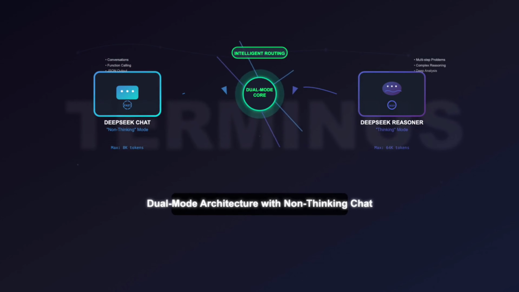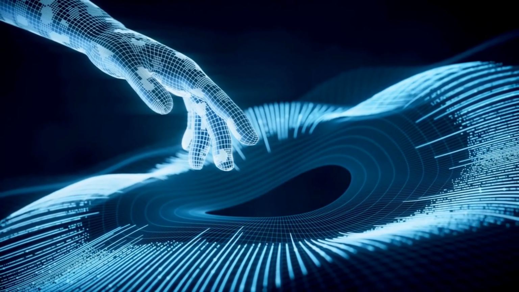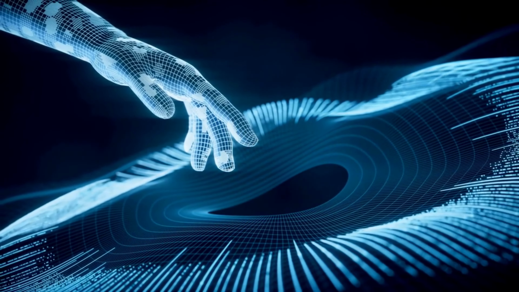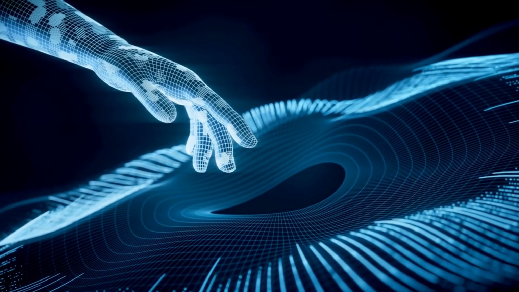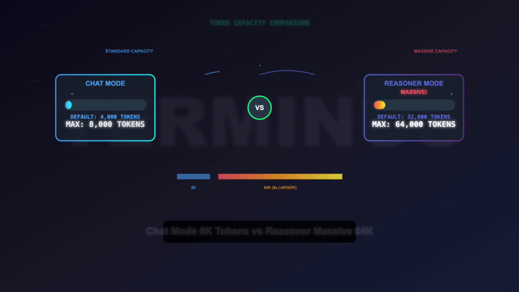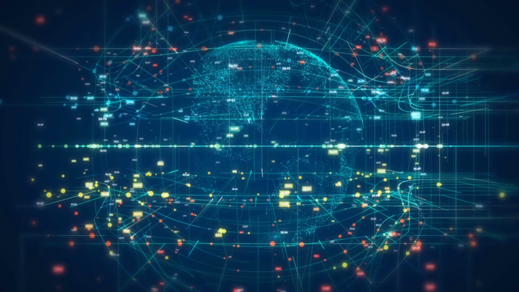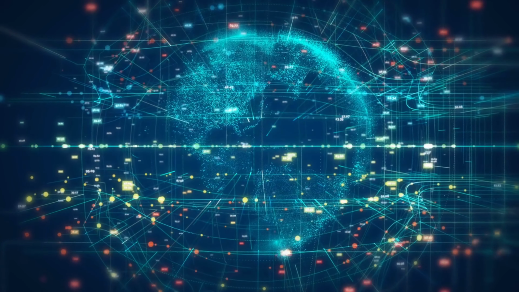You have DeepSeek Chat, which they refer to as the non-thinking mode, ideal for straightforward conversations, function calling, and JSON outputs. Then there's DeepSeek Reasoner, the thinking mode, which activates for complex, multi-step problems. Chat mode offers a max output of 8,000 tokens, defaulting to 4,000, while Reasoner mode goes up to a massive 64,000 tokens, with a default of 32,000.